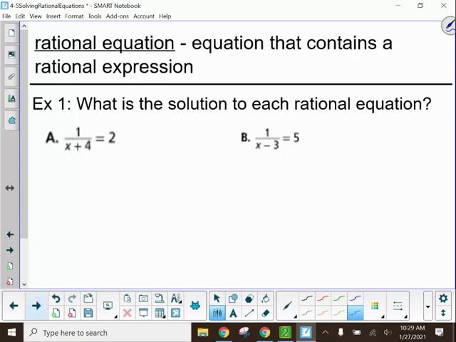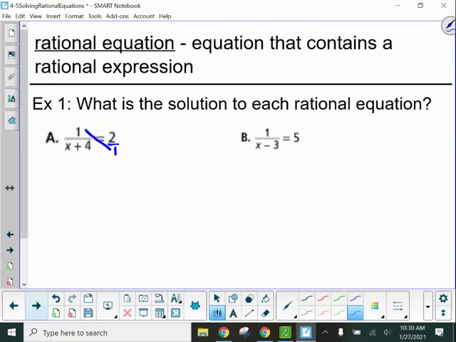So the first two examples we're going to look at, or this is really part A and B of example 1, we want to know what the solution is to each rational equation. And you can see up above, there's a definition of rational equation. It's an equation that contains some type of rational expression. When you have a fraction equal to a fraction, or even a fraction equal to a number, the easiest way to solve that would be to cross multiply and set your products equal.